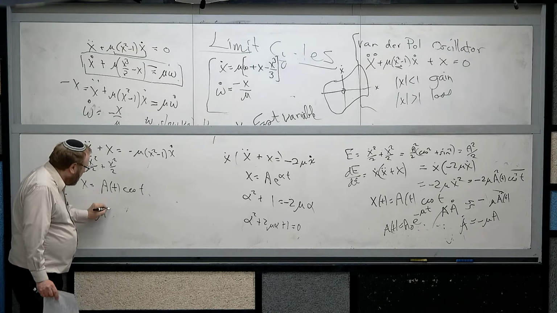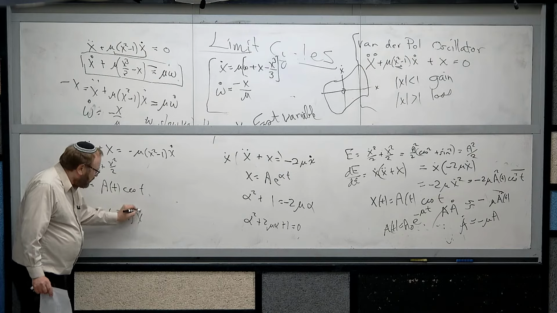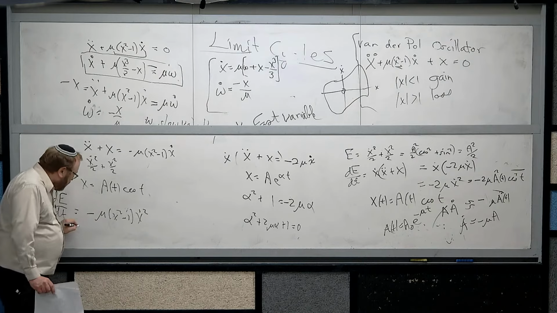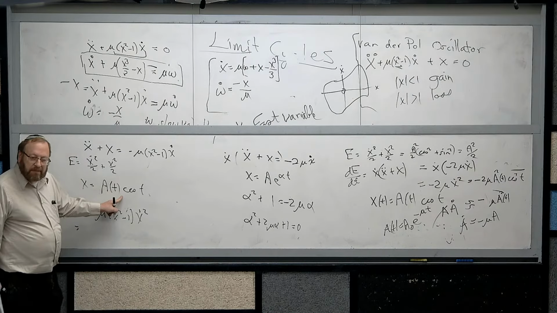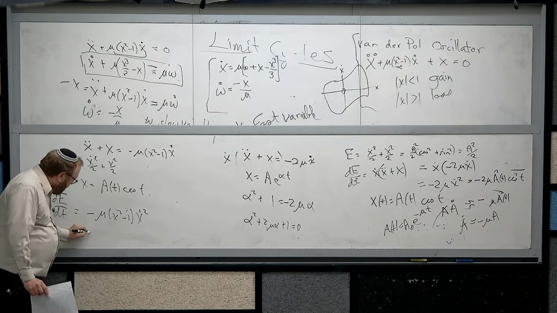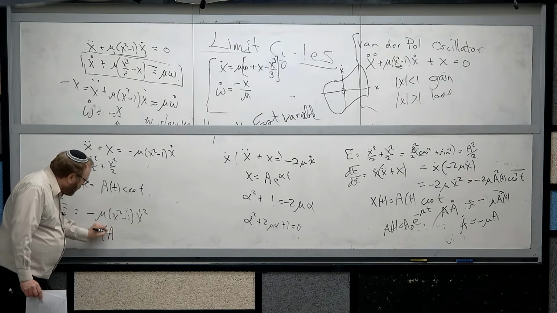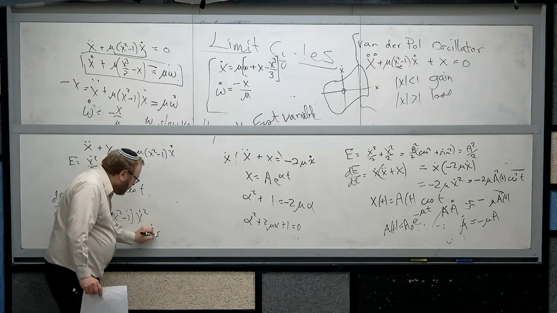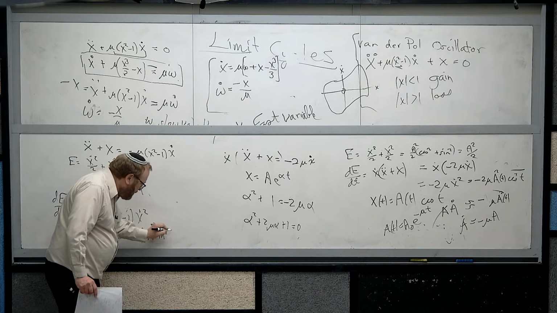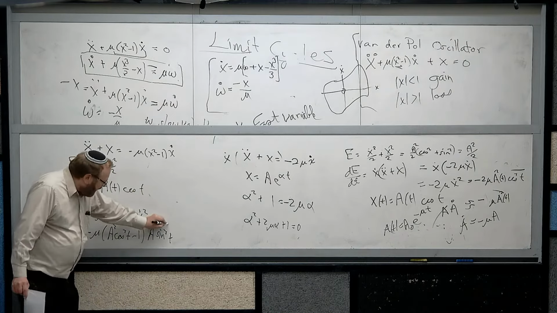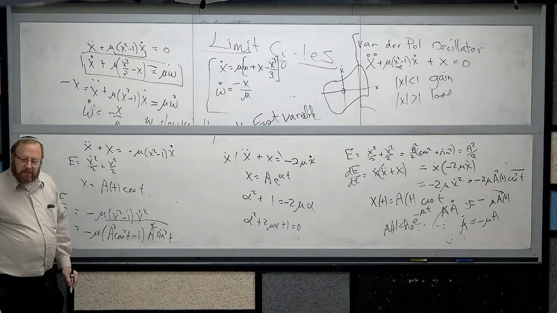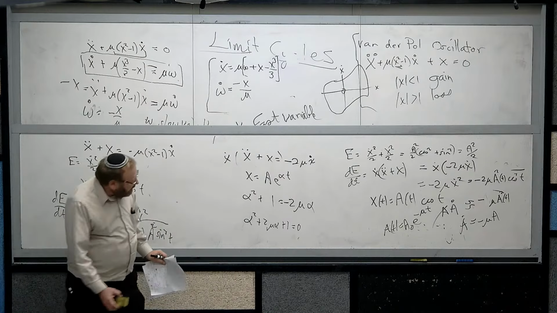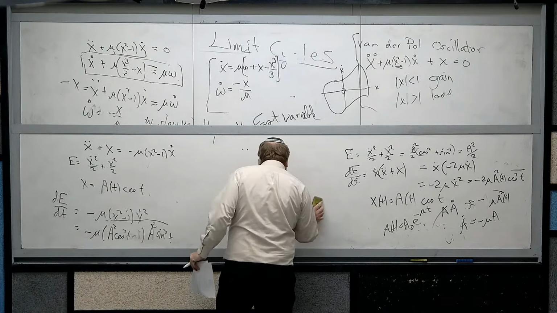It's minus mu (x squared minus 1) times x dot squared. Now this is a little more complicated, but not that much, because we know what x is, and we can treat a as a constant. So we get minus mu times (a squared cosine squared t minus 1) times a squared sine squared t. And now we have to take an average over one revolution. Okay, and so we now need to do two calculations.